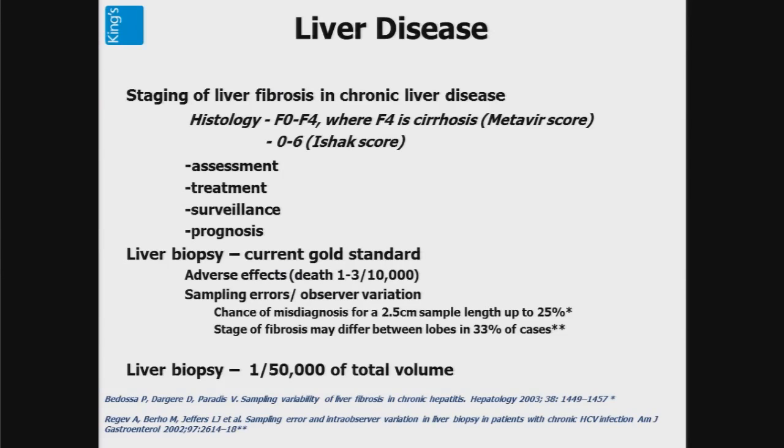There is a sampling error, and there's observer variation. Chance of misdiagnosis in a 2.5 centimeter sample is up to 25%, and the stage of fibrosis may differ between lobes of the liver in 33%. So you're up against a gold standard that's not really a gold standard. And with a liver biopsy, you're sampling about 1 in 50,000ths of the liver.